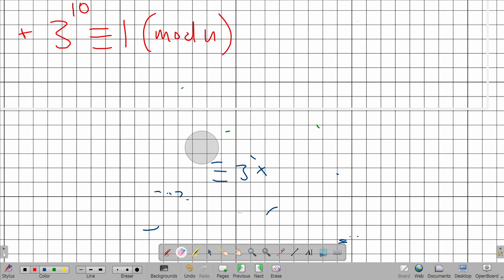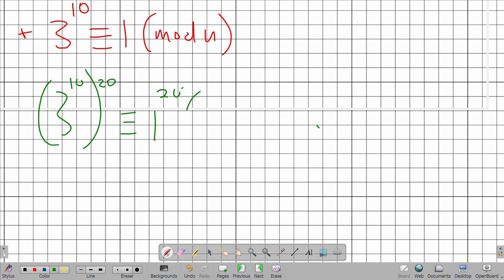So as a result, we know already that 3 to the power of 10 is equivalent to 1. But what we want is 3 to the power of 202. So it is much easier now to say 3 to the power of 10 times 20 is congruent to 1 to the power of 20 under mod 11, because we know that 1 to the power of 20 is still 1. And this part here is just 3 to the power of 200, which is congruent to 1 under mod 11.